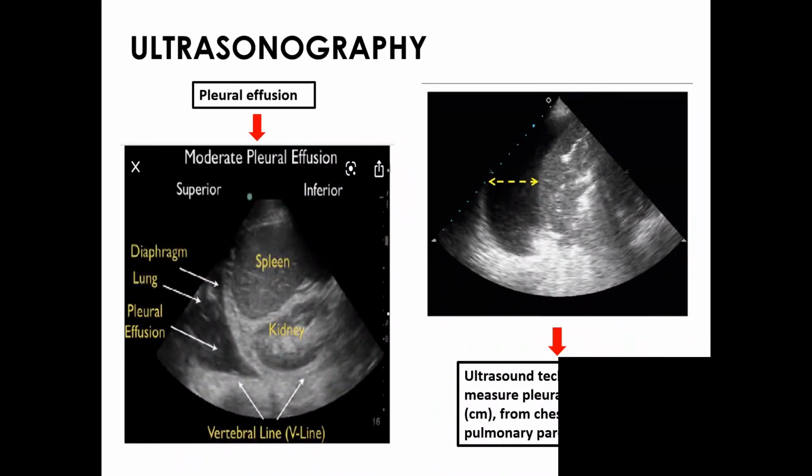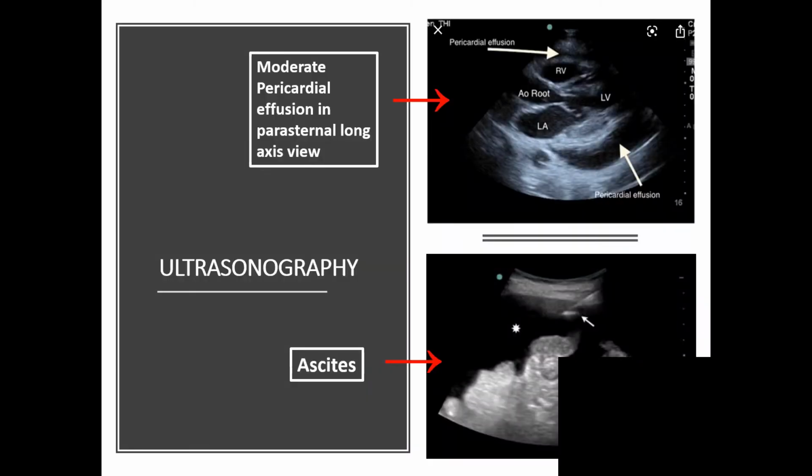So the diagram on the left shows that there's presence of moderate pleural effusion, and the diagram on the right shows that we can actually measure the pleural effusion in centimeters from the chest wall to the pulmonary parenchyma. This is actually beneficial because it can be done in a serial manner, and we can monitor the increase or the decrease in the pleural effusion. The picture above shows that there is a moderate pericardial effusion in the parasternal long axis view, and the picture below shows that there is presence of ascites.